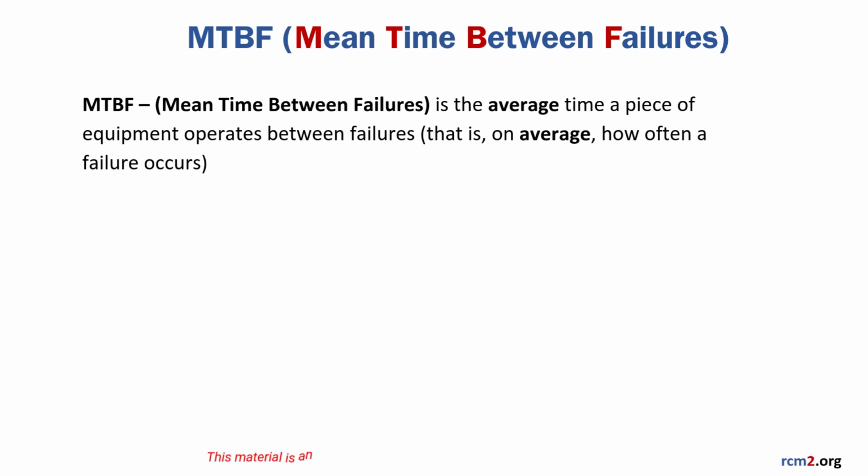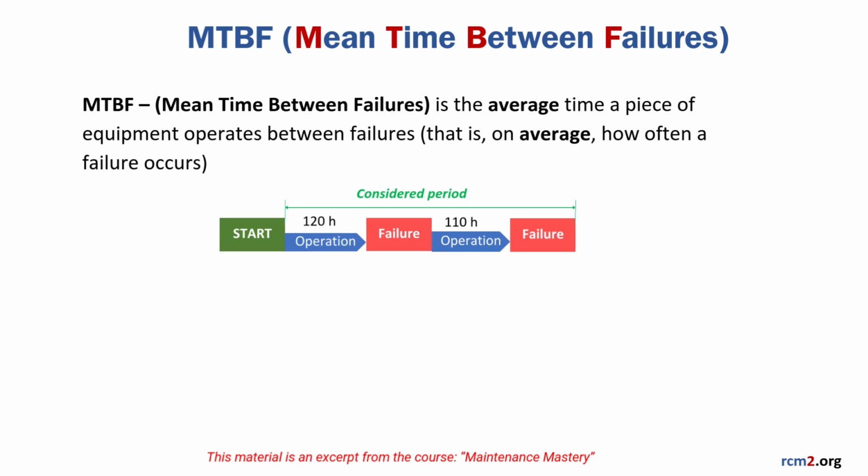MTBF, mean time between failures. MTBF tells us how much time, on average, passes between failures. In other words, it tells us, on average, how frequently a piece of equipment breaks down. As shown on the slide, let's imagine a machine started operating.